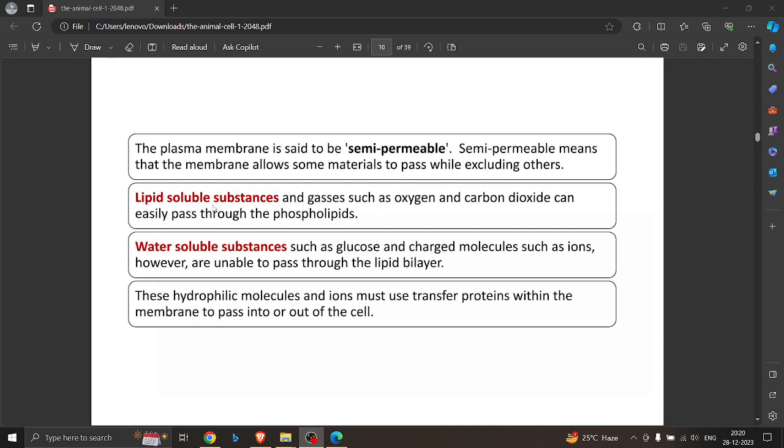Lipid soluble substances and gases such as oxygen and carbon dioxide can easily pass through the phospholipids. Water soluble substances such as glucose and charged molecules such as ions, however, are unable to pass through the lipid bilayer. So these are the lipid soluble substances and water soluble substances, since the plasma membrane is a semi-permeable membrane.